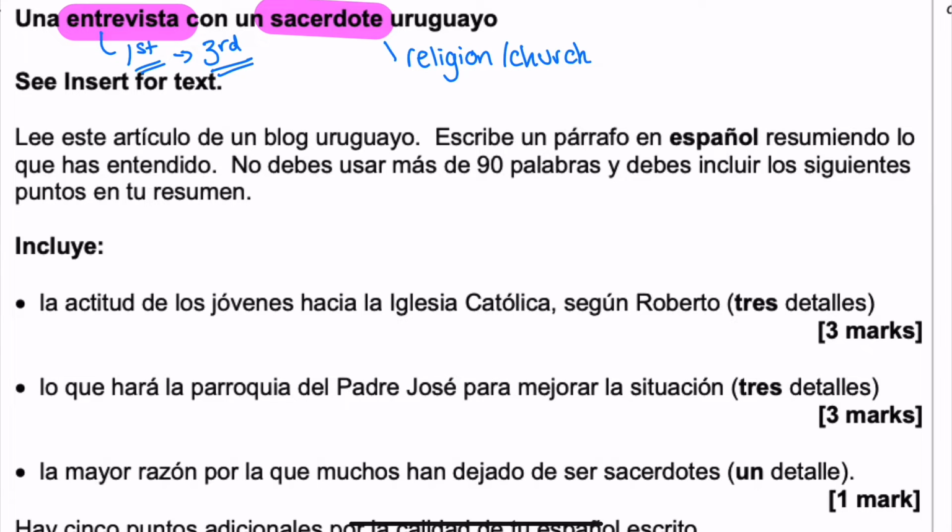"Incluye la actitud de los jóvenes hacia la Iglesia Católica, según Roberto, 3 detalles. Lo que hará la parroquia del Padre José para mejorar la situación, 3 detalles. La mayor razón por la que muchos han dejado de ser sacerdotes, 1 detalle." I'm having a look at this now. I'm going to translate the points into English. This is my second step. So, here we go.